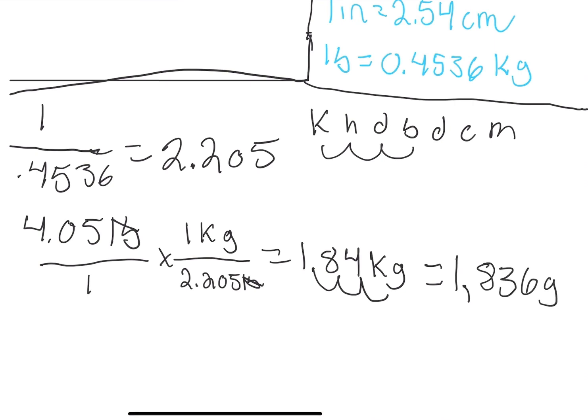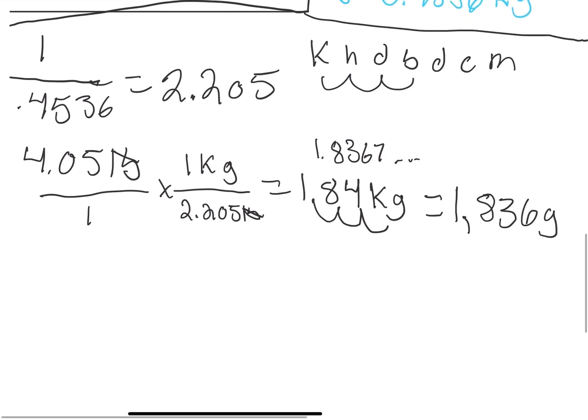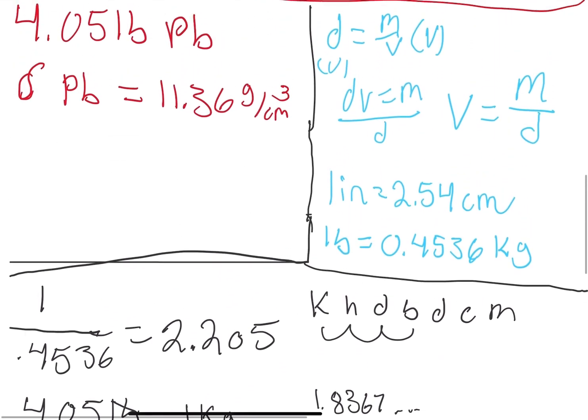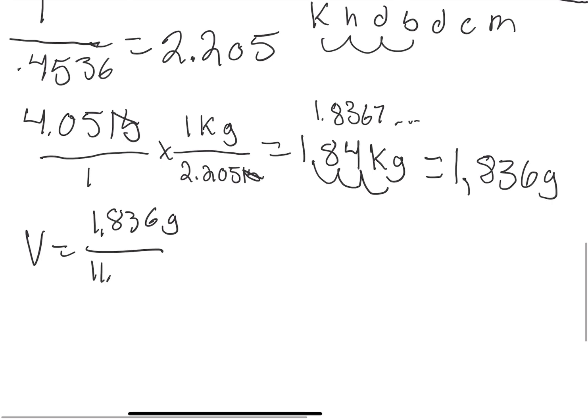Now that we actually have our 1,836 grams, we can actually start doing the actual equation, because we finished with the weight conversion. So our volume formula is going to be 1,836 grams, which is our mass, over our density, which is 11.36 grams per centimeter cubed. So grams cancel out.